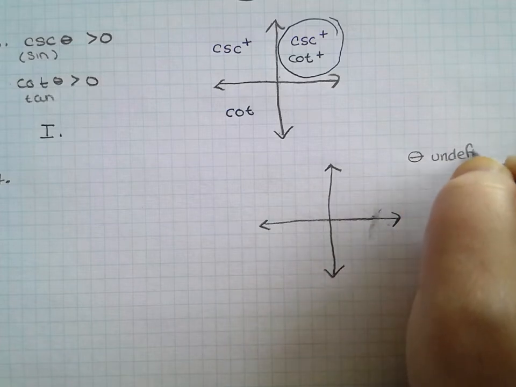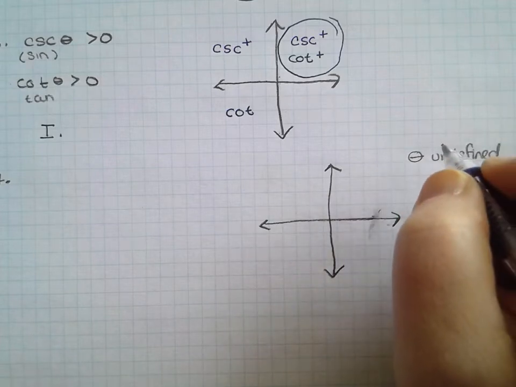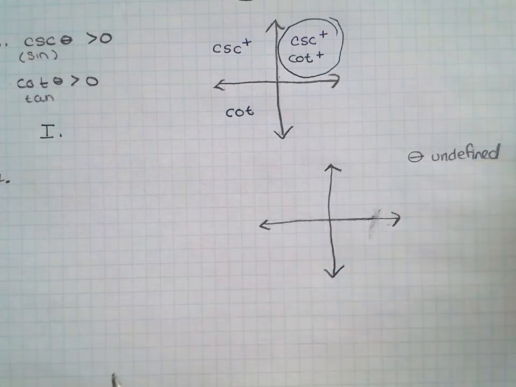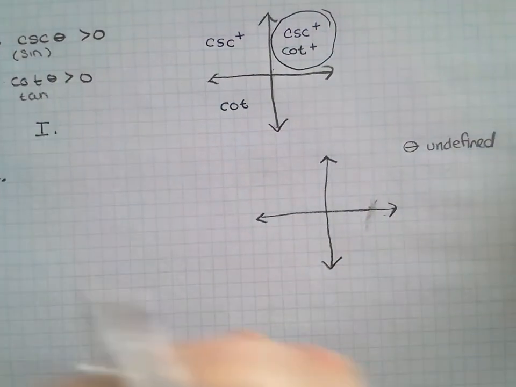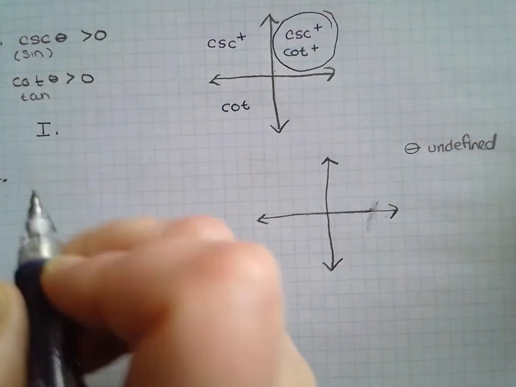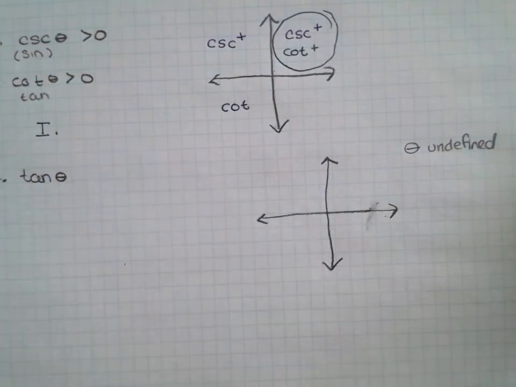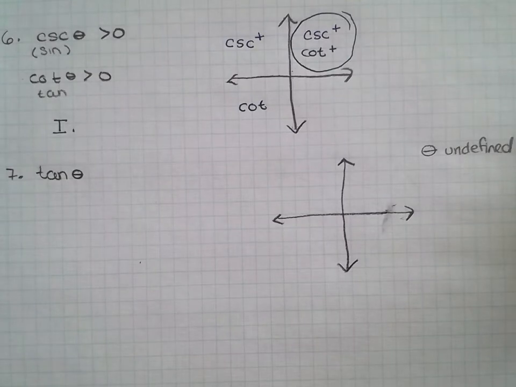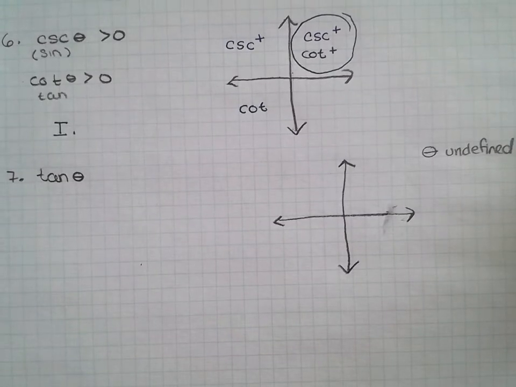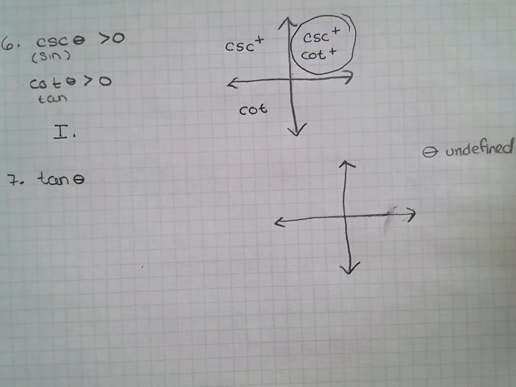Okay, so this is where we have to look. We're looking at number 7. We're trying to see where it is undefined. So tangent of theta. Okay, so remember, let's look at these. We'll look at our unit circle here. So remember, tangent of theta is sine over cosine, or what's easier to do is y over x, right?